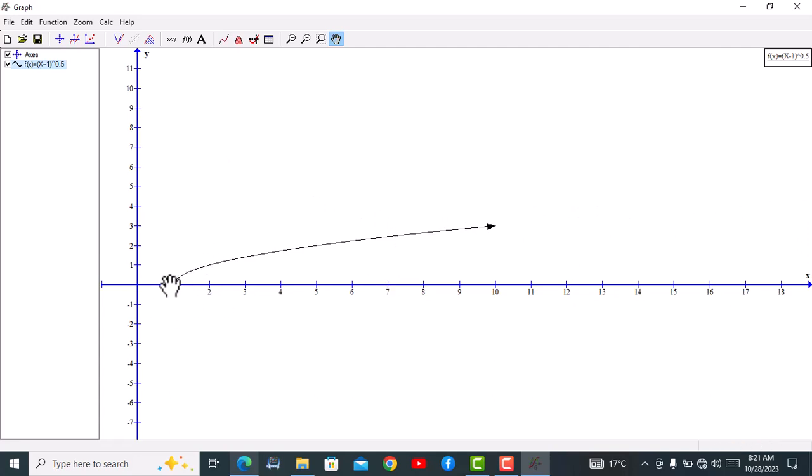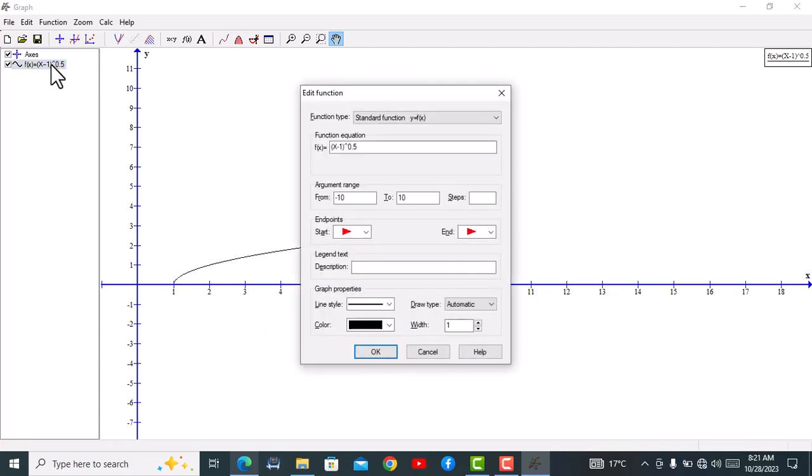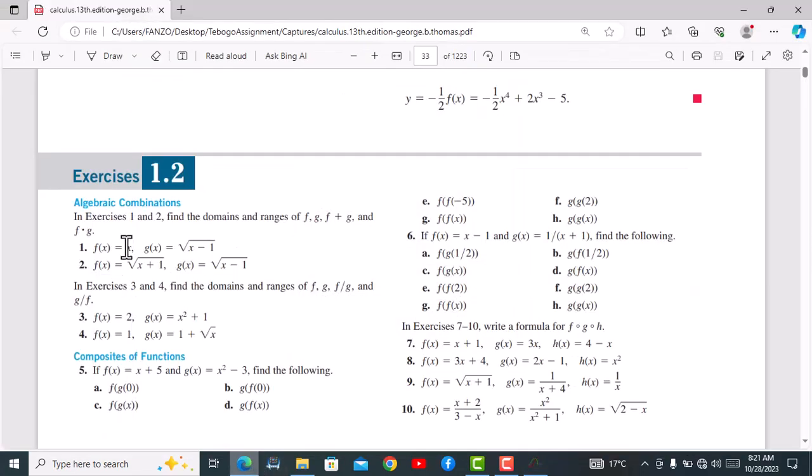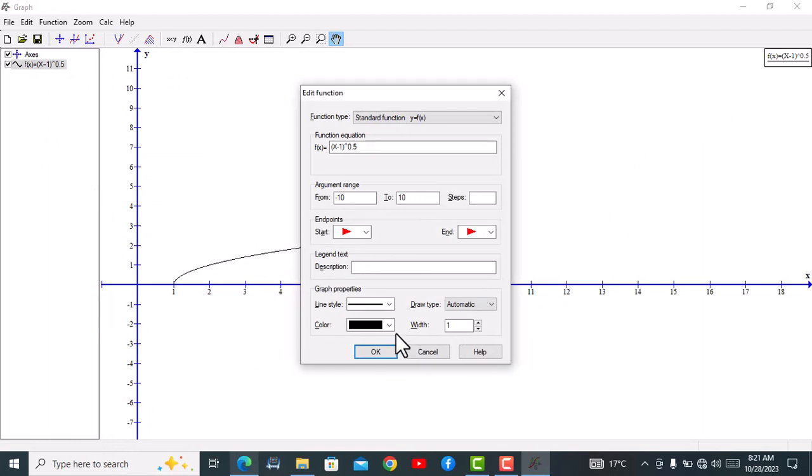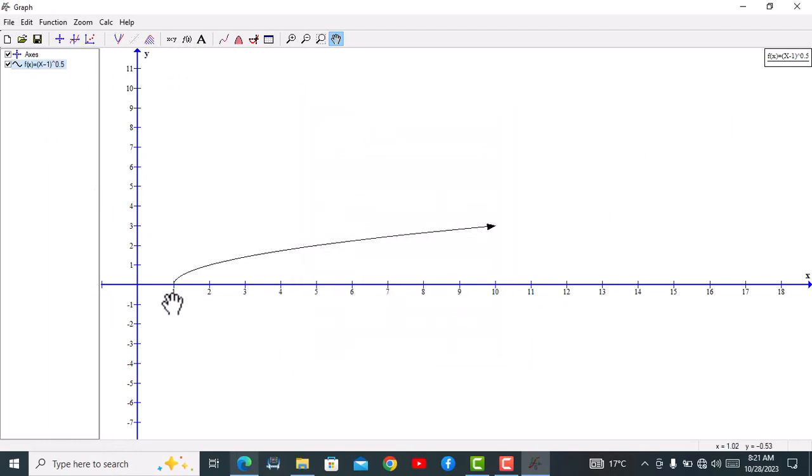So the domain would be, please be very careful. Even if I want you to notice something, even when I have said it should start at minus 10 and end at positive 10, it cannot do that. Why? Because the square root of x minus 1 should be greater or equals to 0. Therefore, x should be greater or equals to 1. So it will start at x equals to 1. So the function is defined at x equals to 1 because the square root of 0 is 0.